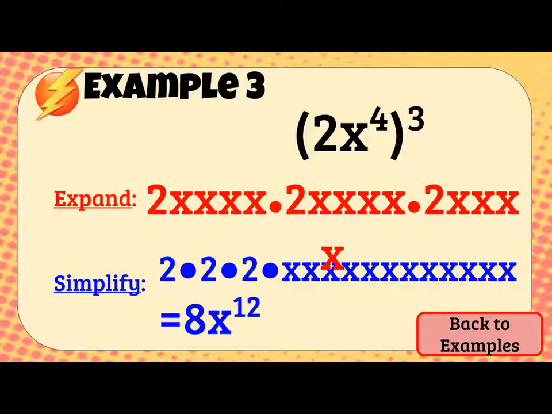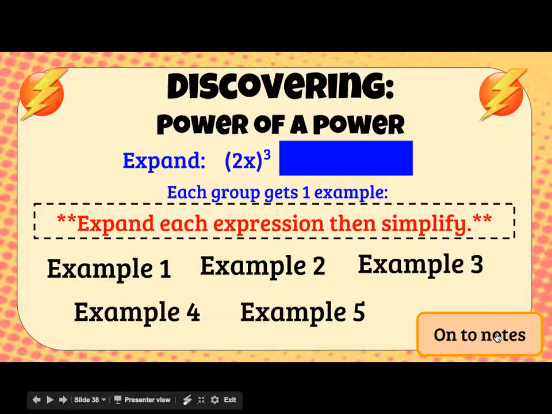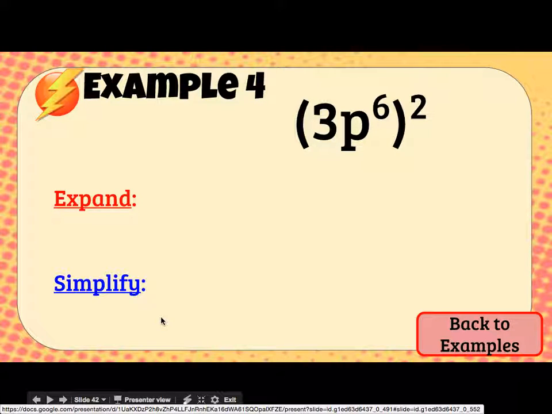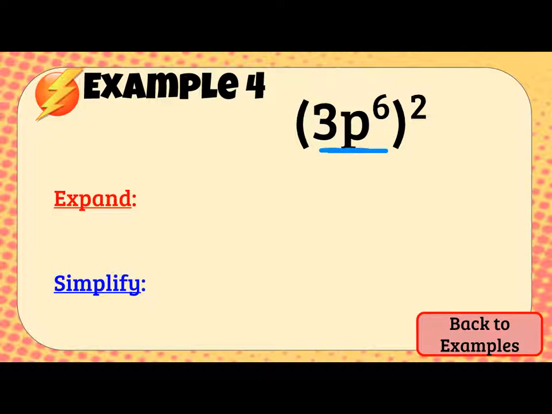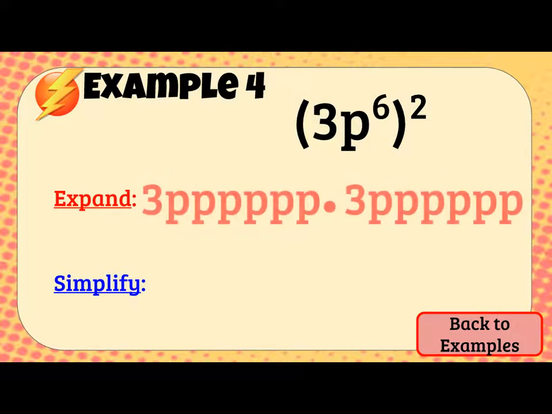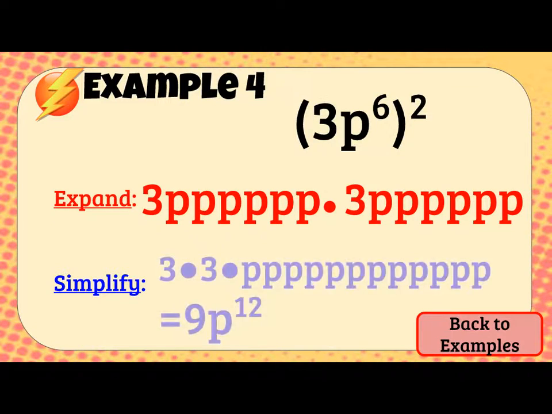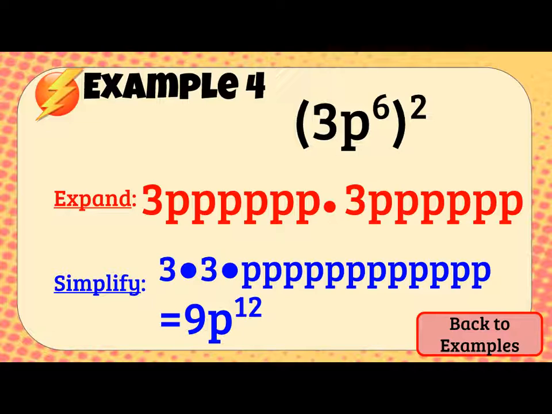So we'll be looking at that a little bit further. See if you spot it. Example 4 looked like this. That means I have whatever's inside of my parentheses twice, because the 2 is the base, so whatever is in there 2 times. So expanded looks like this. 3 and then 6 p's and then times the same thing twice. Now rearrange it a little bit, move those 3's together, move all the p's over to the other side. We end up with 9 p to the 12th. Well, where might that 9 be coming from, and where is the 12 coming from?